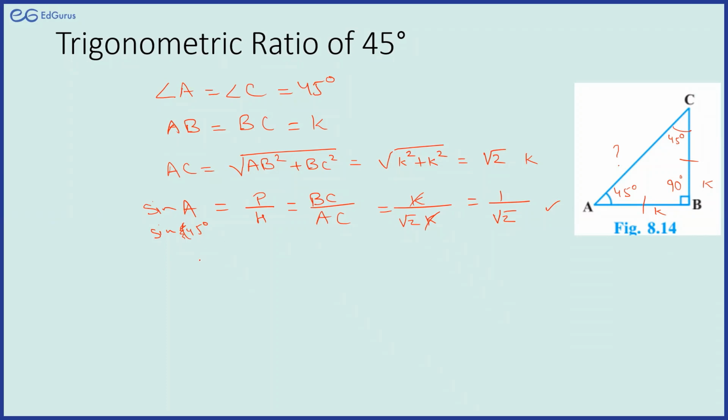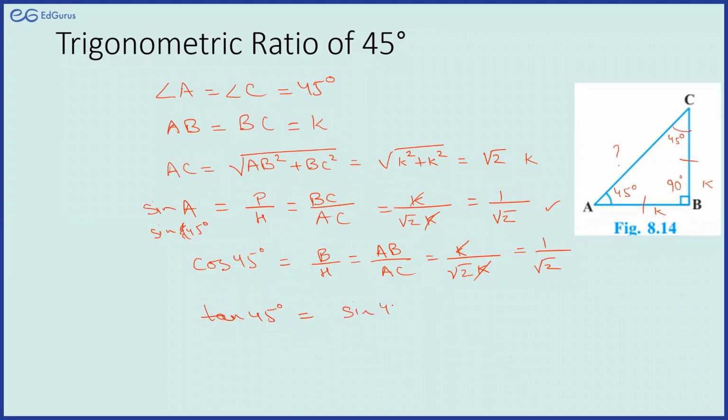Now similarly, I can say cos 45 degree is equal to what? This is base upon hypotenuse. So base is AB upon AC. AB is K and this is root 2 K. So this is also 1 by root 2. And tan 45 degree is sine 45 degree divided by cos 45 degree, because tan is sine upon cos. So 1 by root 2 divided by 1 by root 2 is equal to 1.